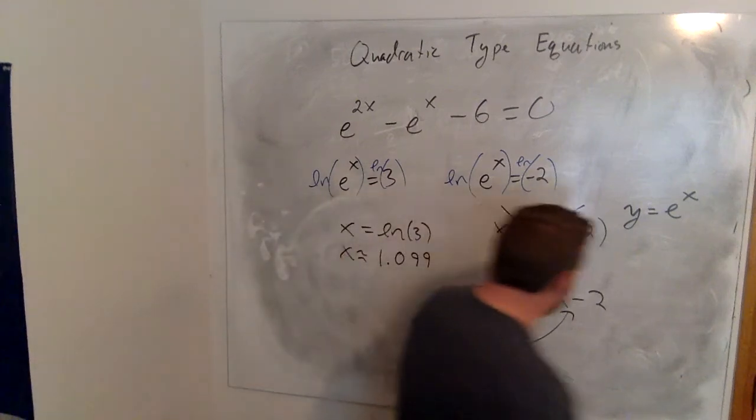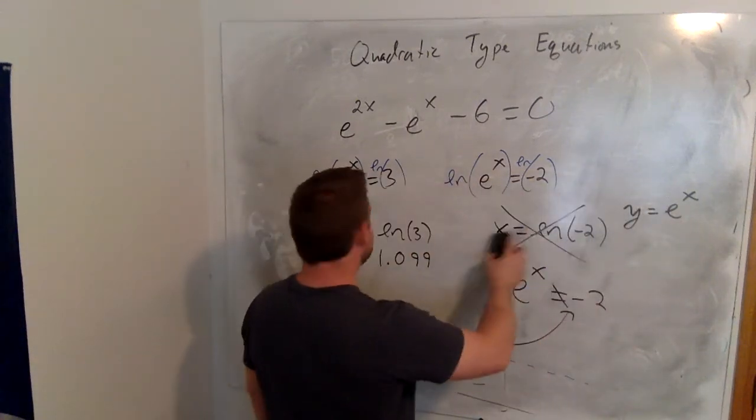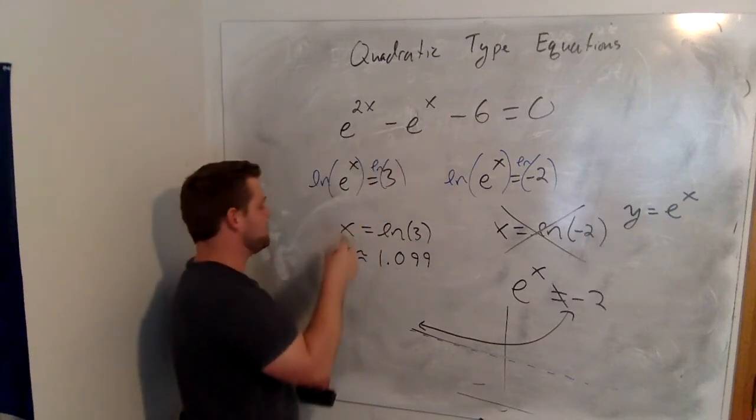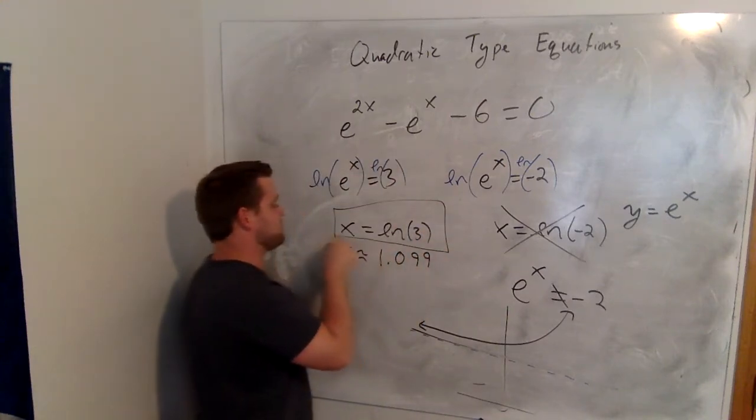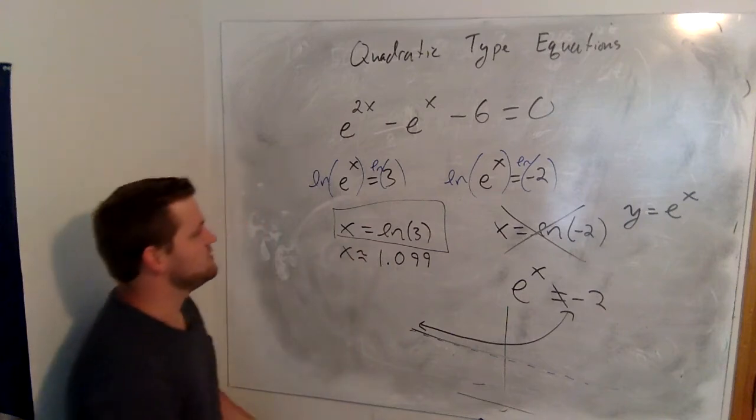Okay, so we have our solution. We have to check these. This is not a right answer. We only have one answer to this equation, and that's x, which is equal to the natural log of 3. This is the exact answer. This is the approximate answer.